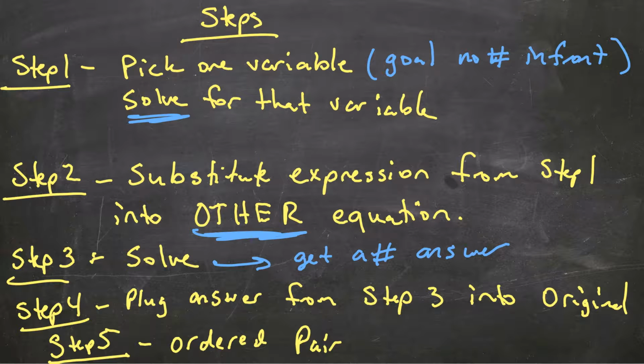Step 4, you're going to plug that answer from step 3 into your original. Guess what? You're going to get another number answer. Step 5, you're going to take those two answers and you're going to write it as an ordered pair. Remember, an ordered pair is x, then y in parentheses. Alright, that's what we're going to do.